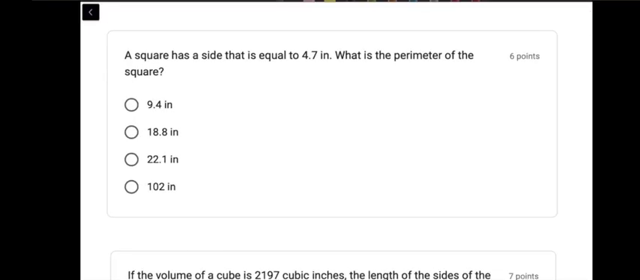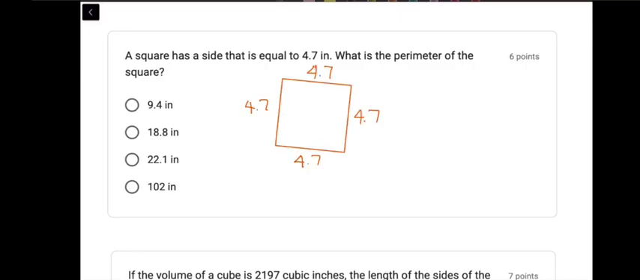In this first question we have a square has a side that is equal to 4.7. What is the perimeter of the square? In a square, one of the things we know is that all four sides measure the same. So if this measures 4.7, so does this, so does this, so does this. Now perimeter is our key word here. Perimeter means that you're going to sum up all the sides.